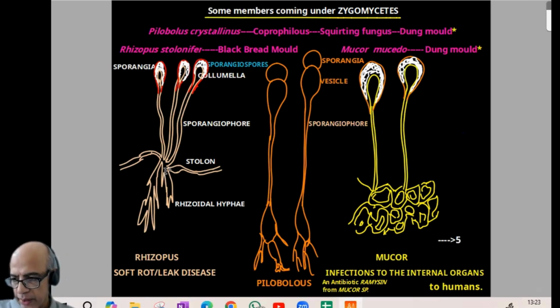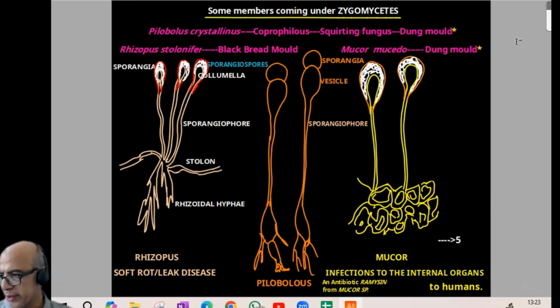In Rhizopus, we can find that the sporangiophore arises directly from the rhizoids, and 2-3 will be their minimum. Here we can find it is scattered and individually they arise. I think it is clear.